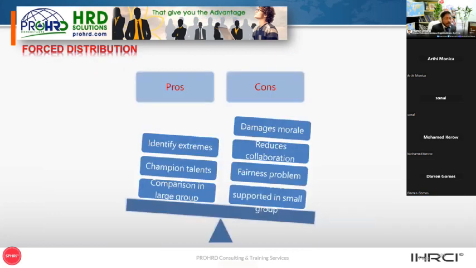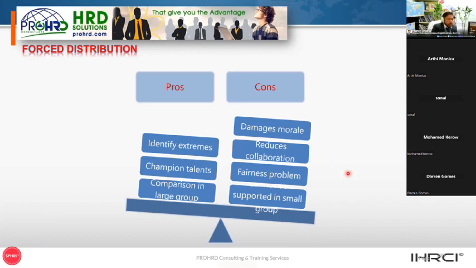Okay, now we are going to a deep dive into the pros and cons. The positive side: identify the extremes. Yes, of course, as Jack Welch proposed and implemented successfully in General Electric, one of the leading pioneers, champion talents, and they convey the message across the workforce. This is how we distinguish across the board. This message is conveyed. It works for a performance-driven culture, bringing some kind of agility in the company. Champion talents and comparison in large groups are possible, the positive side. Whereas the negative side: damage the morale.